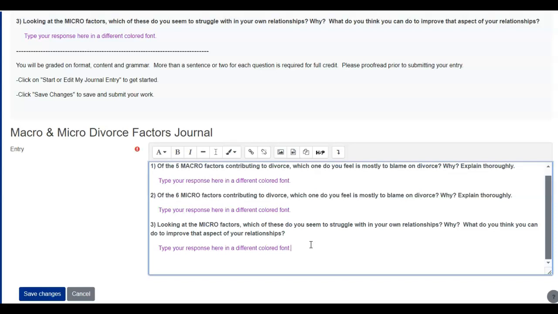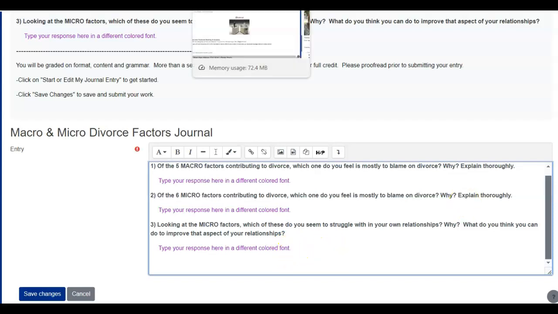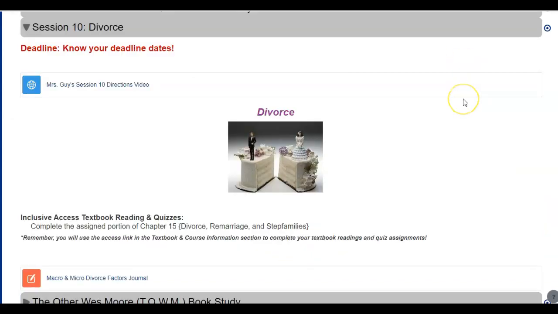And tell me why. And then tell me, what do you think you can do to improve that aspect of your relationships? So that's going to be a very internal thought process reflection question there. But you are going to answer it in a college level paragraph. Once you are done with that journal, that wraps up your session 10 on divorce, and then we will begin the book study in the next session.